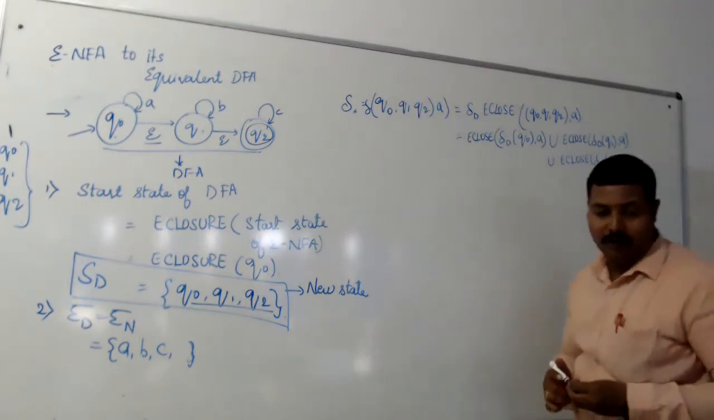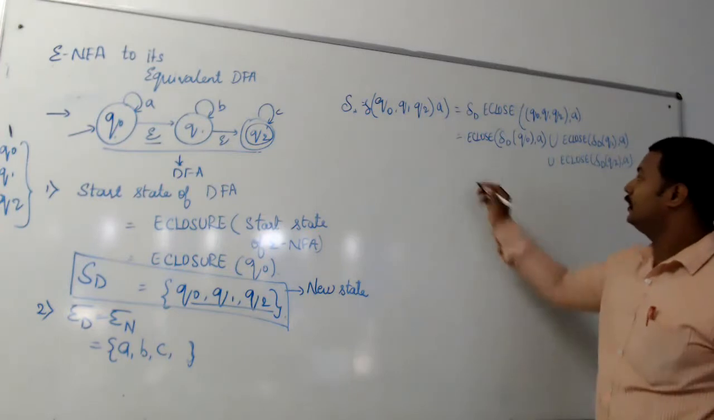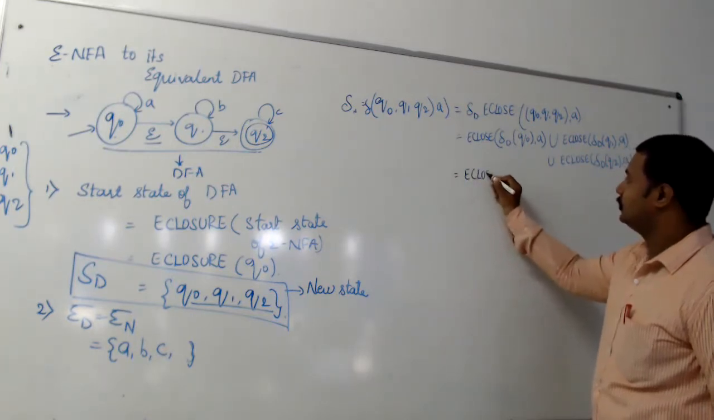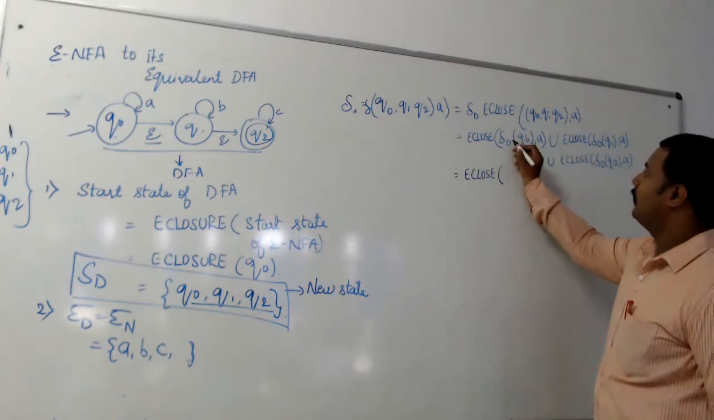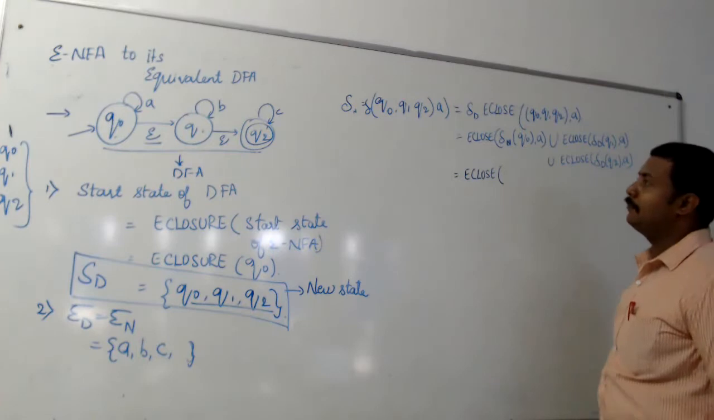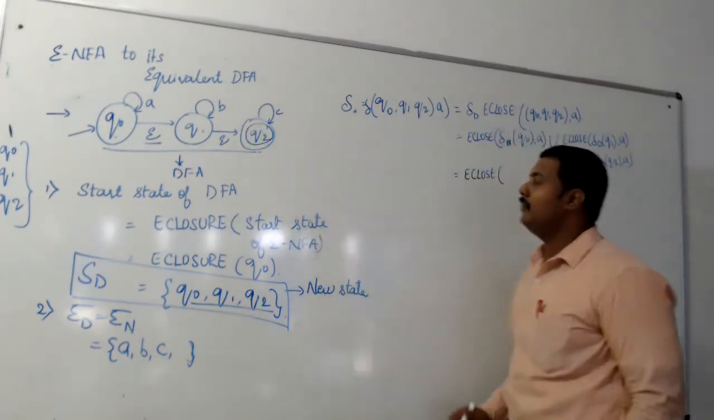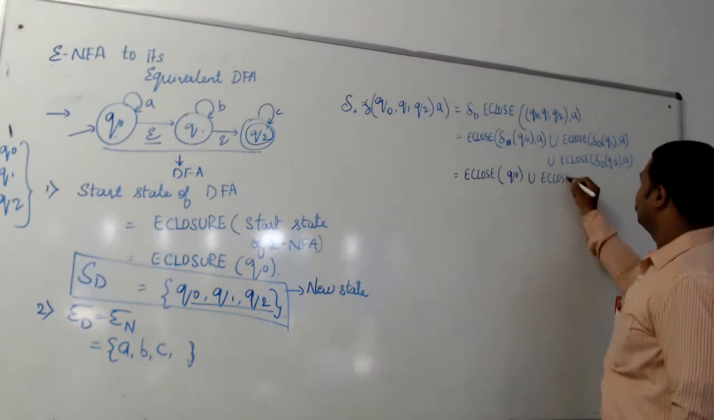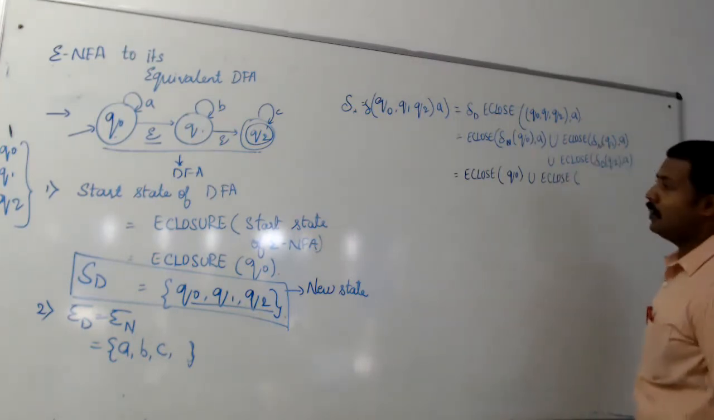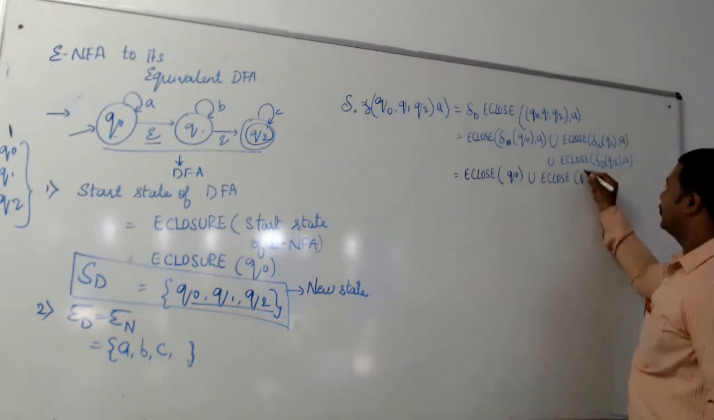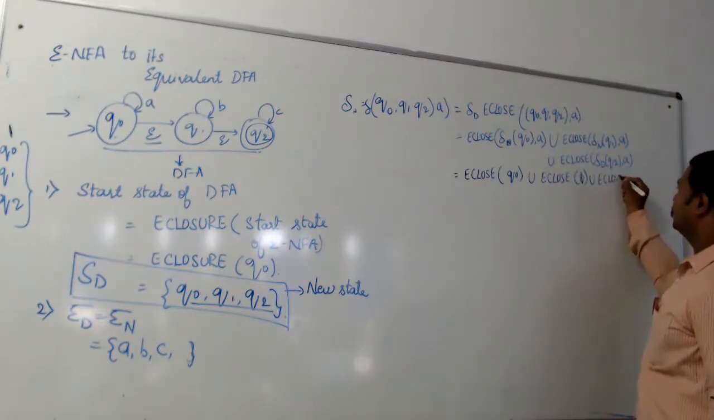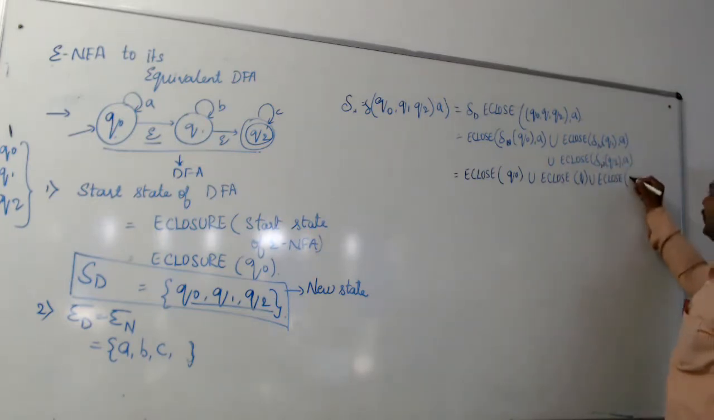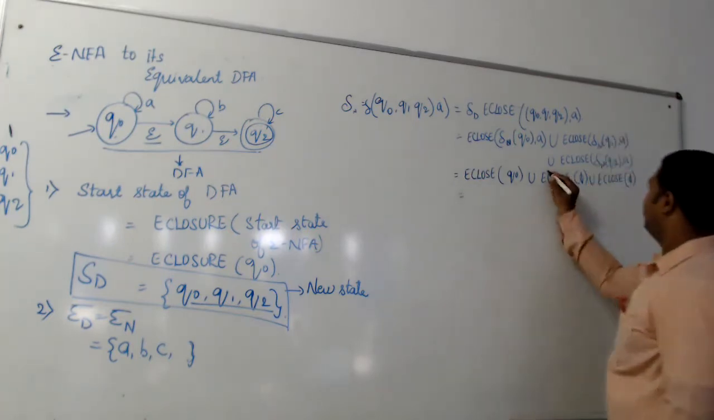So let's see how our transitions come out. E close of transition of NFA Q0 on A. So Q0 on A will be Q0 itself, union E close of transition of NFA upon Q1 on A. So Q1 on A is null, union E close of transition of NFA of Q2 on A. So Q2 on A again is null. So this will be nullified.